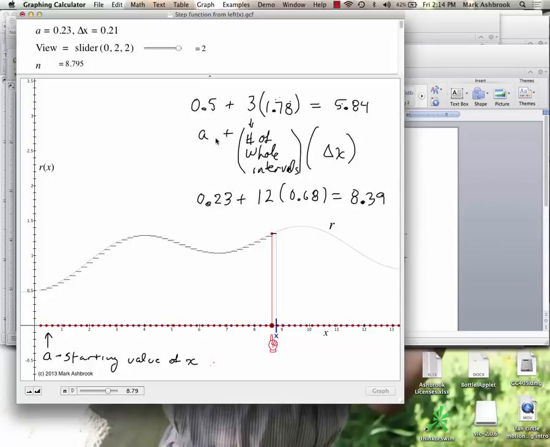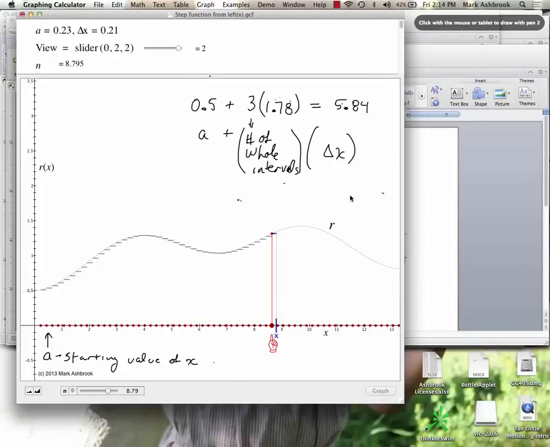So what is now problematic in this little formula that we came up with? What's the problem, or what's the obstacle? Is A, can we get A? Yep, can we get delta X? All right, so we need a way to do this without counting manually. The computer can't count manually for us. We need to come up with a formula for this number of whole intervals so that the computer knows what we mean, okay? And we can't do it manually.